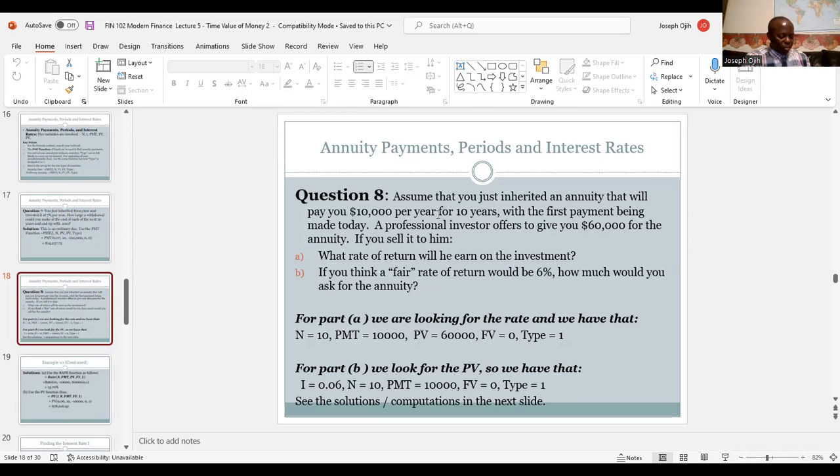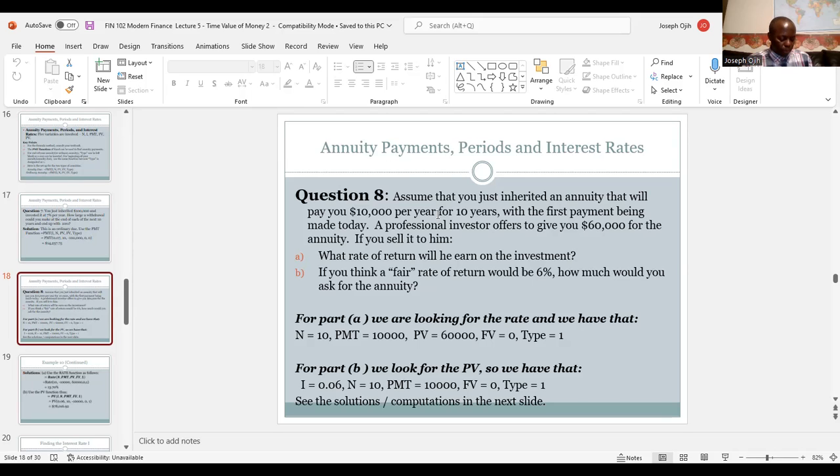Before we can answer that, let us write our numbers down. Since we are going to calculate the rate of return, you'll be using the rate function in Excel. Let us put them in. The interest rate is, we don't know. That's what they're looking for anyway. So number of periods is 10 years, right? Payment, money coming to you, so it's positive 10,000. Present value, how much he's offering to pay you for the annuity, is $60,000. There's no future value, so put 0 there.